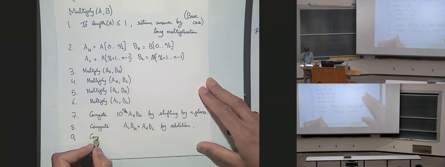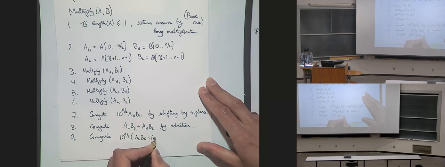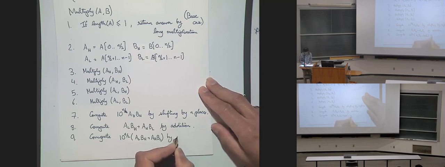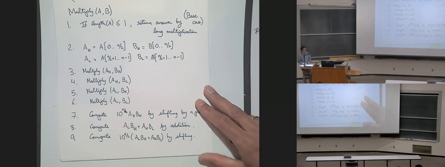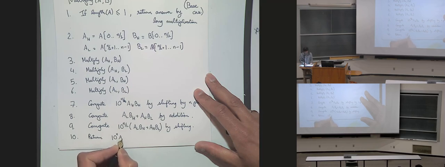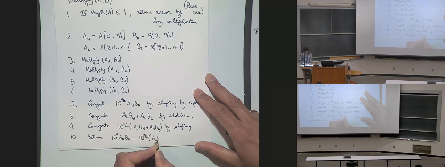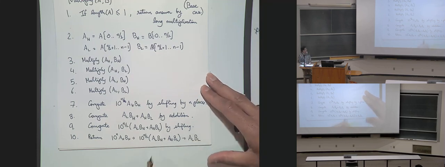Then you can compute 10 to the n over 2 times (AL BH plus AH BL) by shifting again. And then finally you return 10 to the n AH BH plus 10 to the n over 2 (AL BH plus AH BL) plus AL BL. Right, this is an addition.